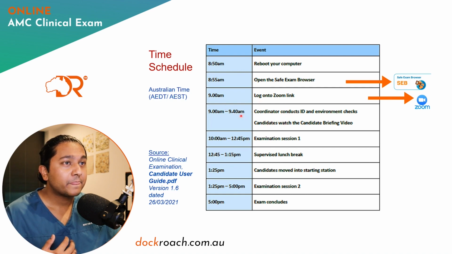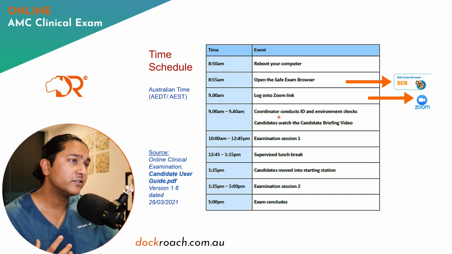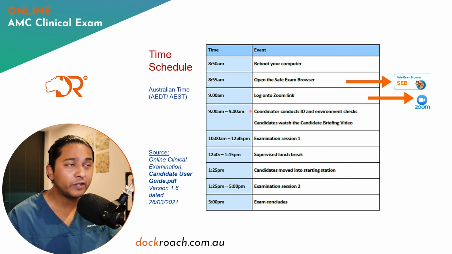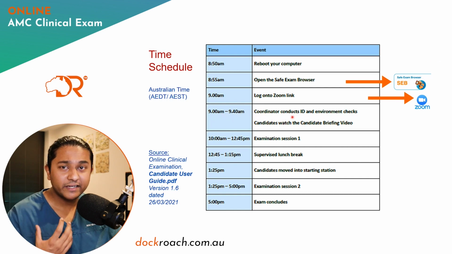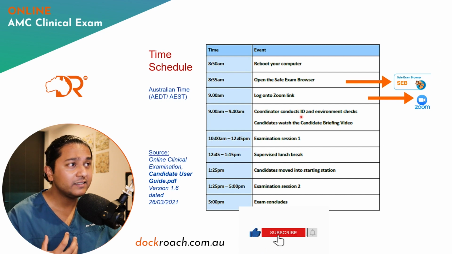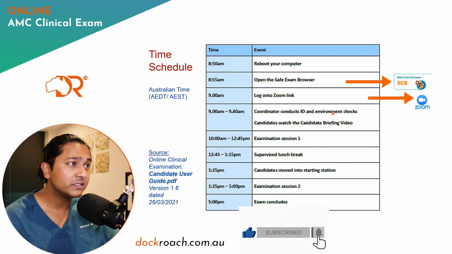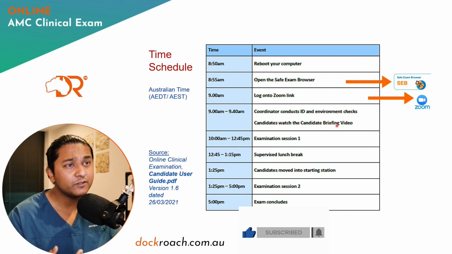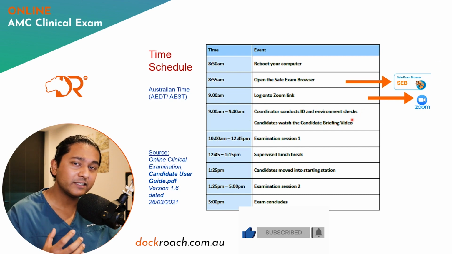Around 9:40, everybody will be in the common lobby. So this is almost an hour for everything to be ready. You just have to wait after your ID check. That means they will check your identity, then they will do the environment check, and then they'll show you a candidate briefing video. This whole thing takes about 1 hour.